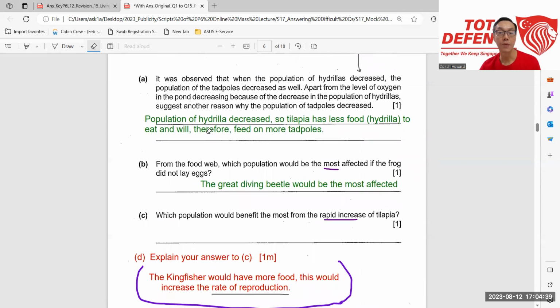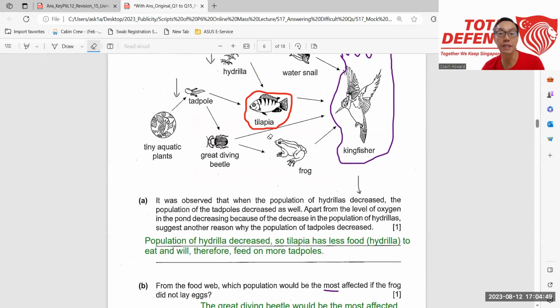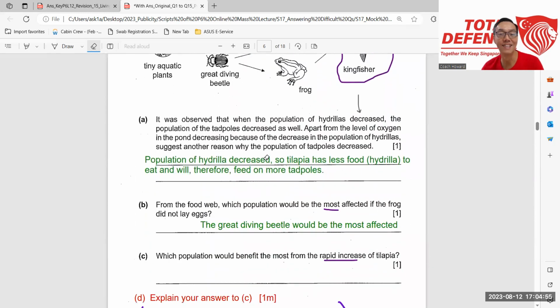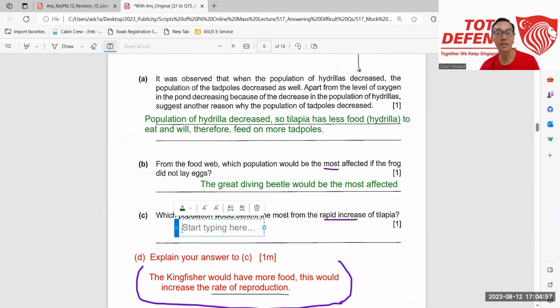Okay. Which population would benefit most from the rapid increase in tilapia? So answer is the kingfisher. Okay, because if you see here, right, kingfisher eats tilapia and it's a lot of protein because the animal is quite big. Okay, so it's the kingfisher.